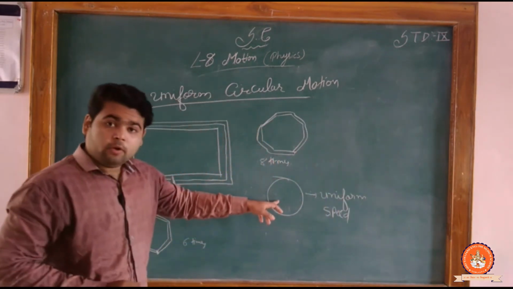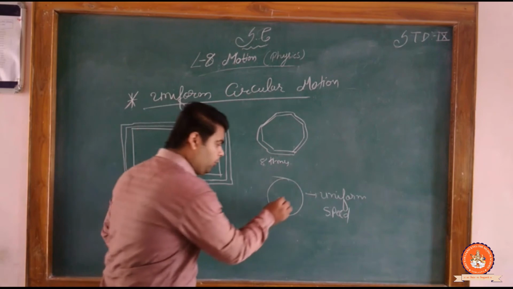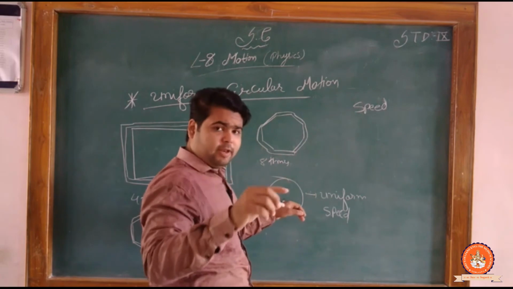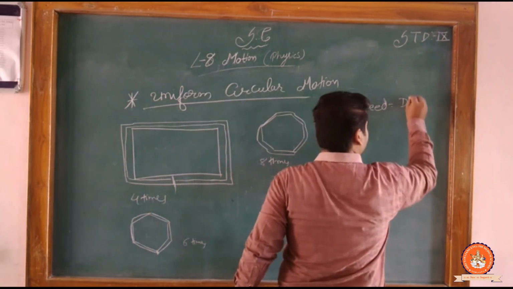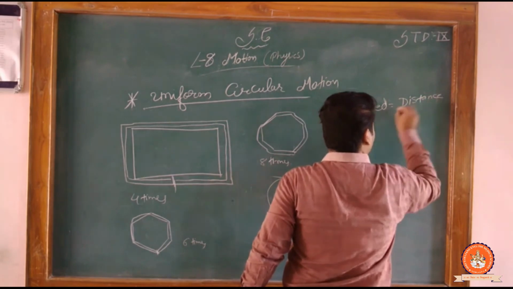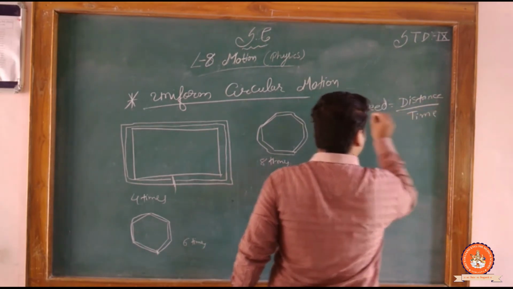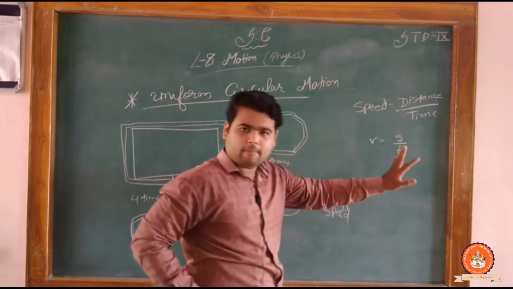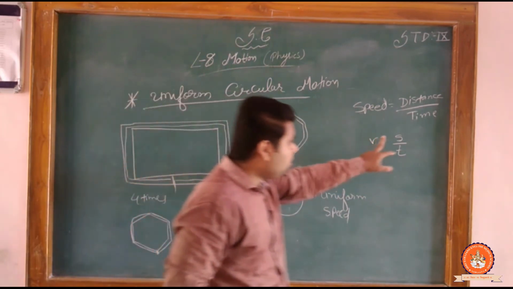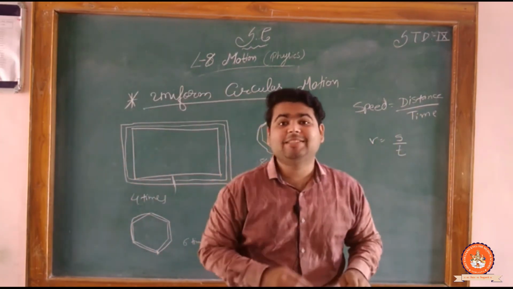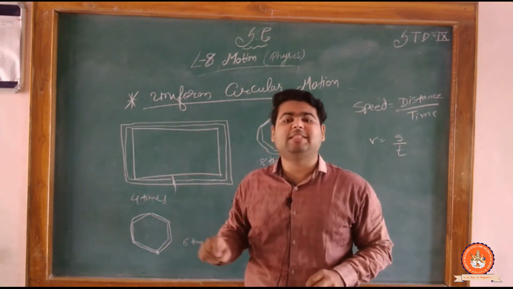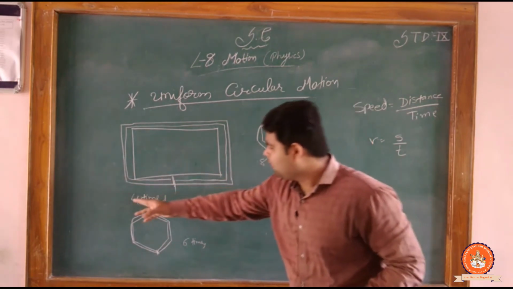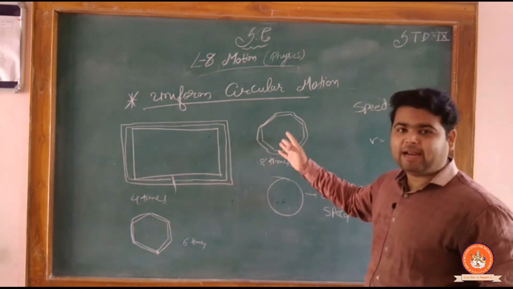Clear? So for the circle, if you want to find the speed, we know very well that speed is equal to what? Distance upon time. Clear? Where v equals s by t. Now the distance means what? Yes, it's the perimeter. In the language of maths we can say the perimeter of an area. Here the perimeter is 4L. Here it is 8L.